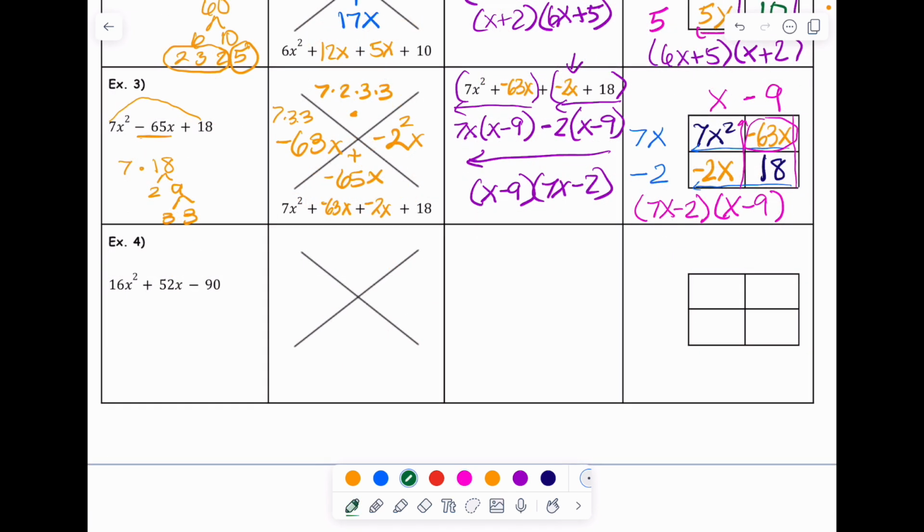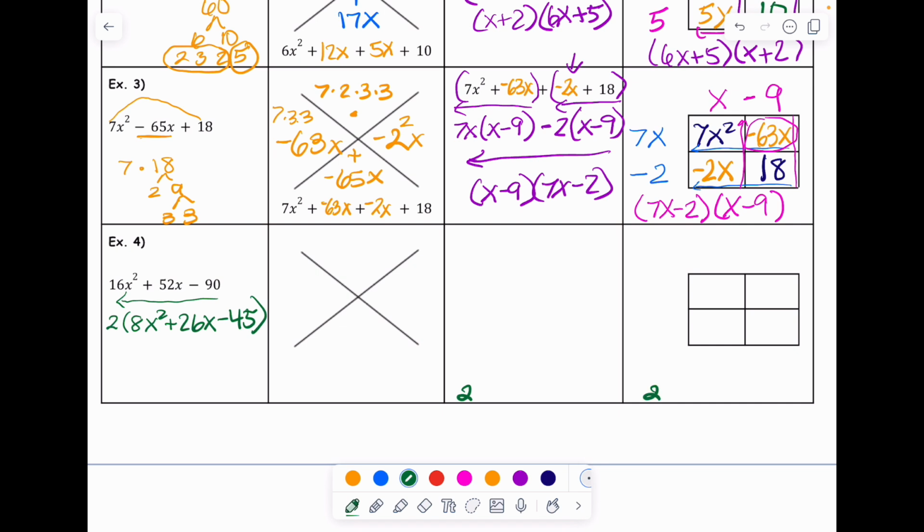Let's do example 4. Now remember the first step is to take out a greatest common factor if you can see it, and they all are even. So we can take out a 2. And so if we took out a 2, we would have 8x squared plus 26x minus 45. Okay, let's see if we can take out anything else. Well, since 8's only made of 2's, then we can't take anything else out. So at the end of the day, we're going to have a 2 in front of our factor.